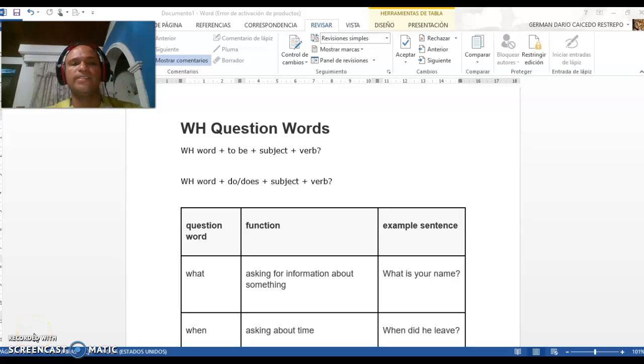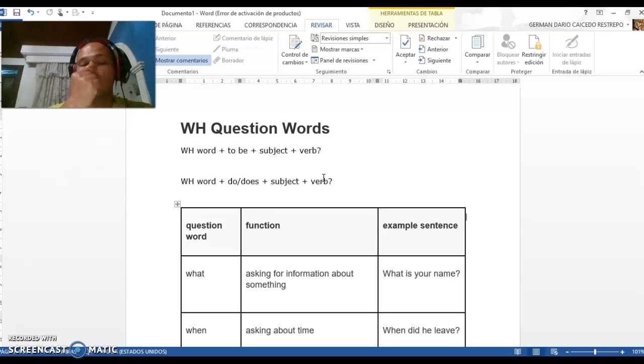Good evening, students. This class is about WH questions. The grammatical structure to make WH questions is: a WH word, the verb to be or to do, the subject, and the verb or complement. This is the form to make the structure of the WH question.